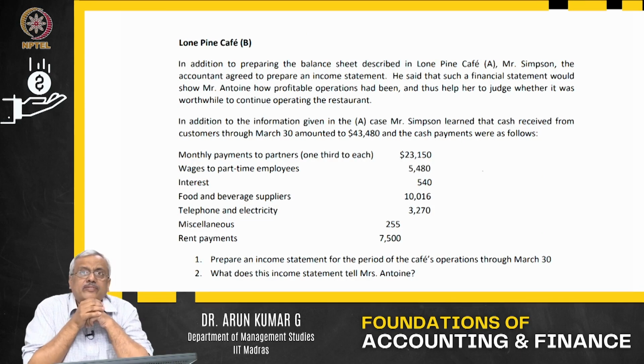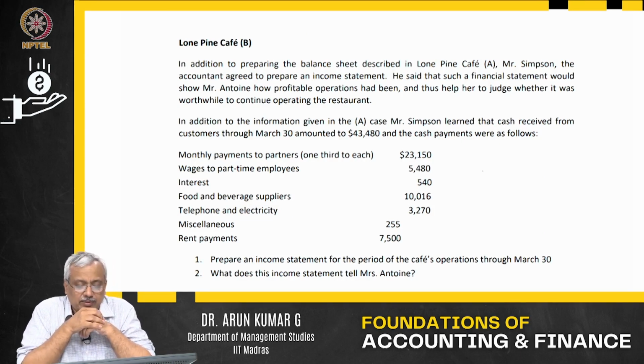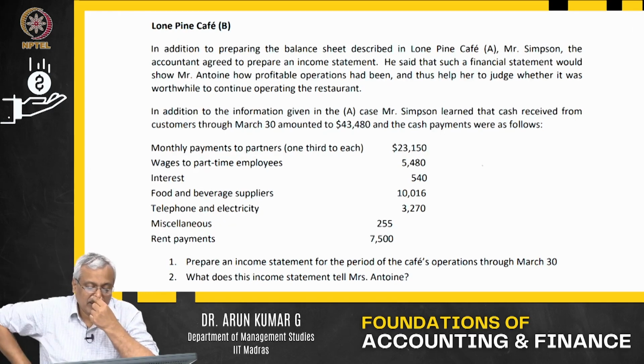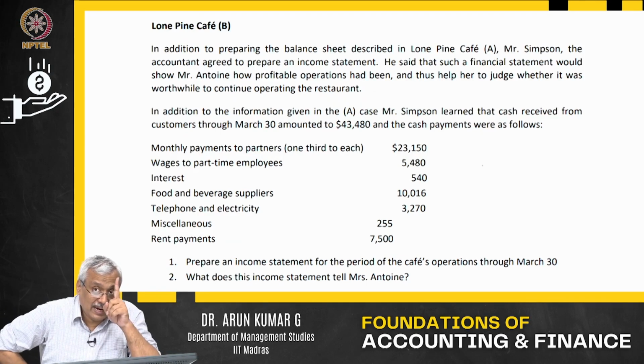Now, coming to Lone Pine Cafe B, you see that in addition to preparing the balance sheet described in Lone Pine Cafe A, Mr. Simpson, the accountant, agreed to prepare the income statement. He said that such a financial statement would show Mrs. Anthony, sorry for the typo, how profitable operations had been and help her judge whether it is worthwhile for her to continue operating the restaurant or not.